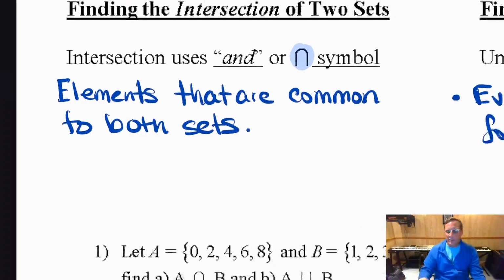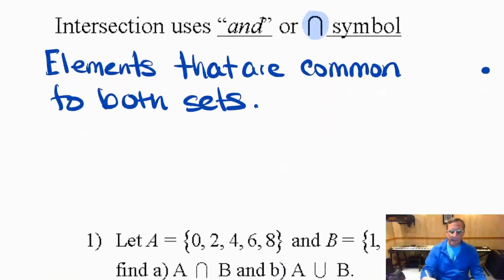And intersection is associated with the word and, meaning that it has to be part of both sets. The proper definition of it is elements that are common to both sets.